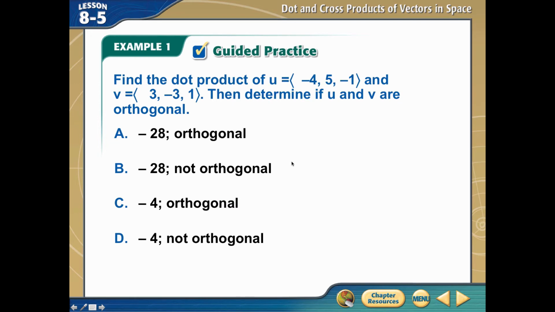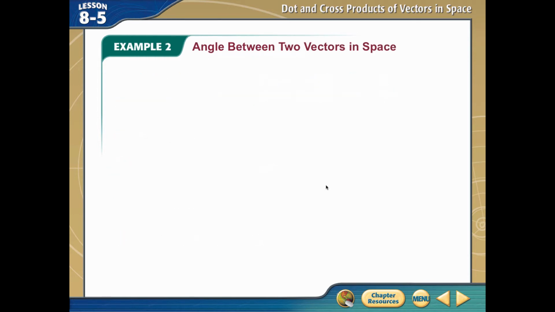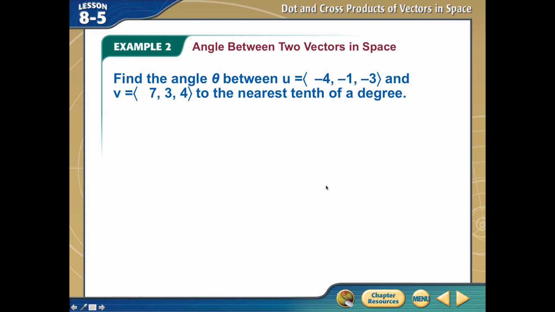Now I'll give this one a shot. And I'm just going to say if it's -28, it can't be orthogonal. If it's -4, it can't be orthogonal. So you should get either -28 or -4. Go ahead and pause the video. Okay, I'll give you the answer in 3, 2, 1. Okay, -28.